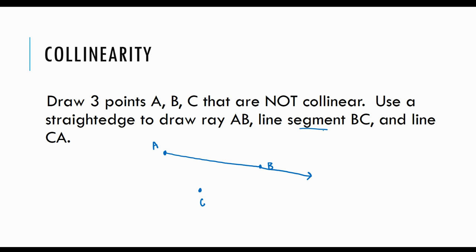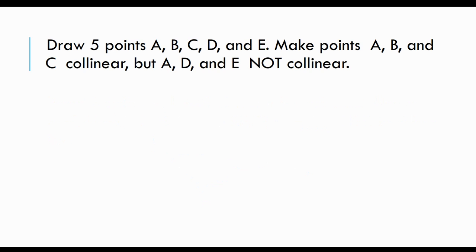Line segment, so the word segment follows line, so I can ignore that word line. Segments don't have any arrows. So if I go to BC, I know that I have to connect those points, but I don't want any arrows with them. And then finally the line CA. I want to connect C and A, but I want to extend past those and put arrows on either side because lines extend infinitely in both directions. And there's my diagram that matches all of those characteristics.